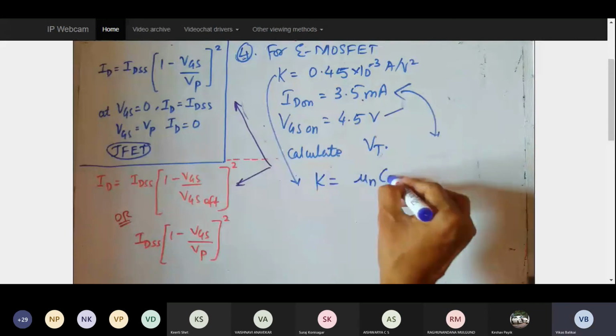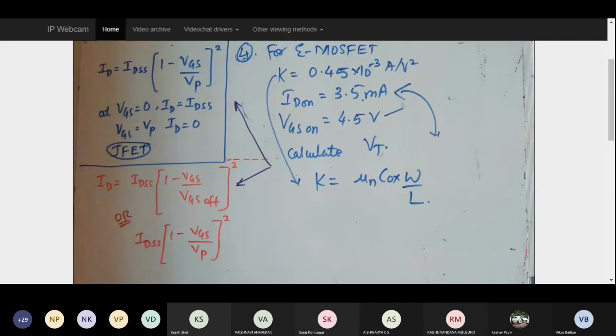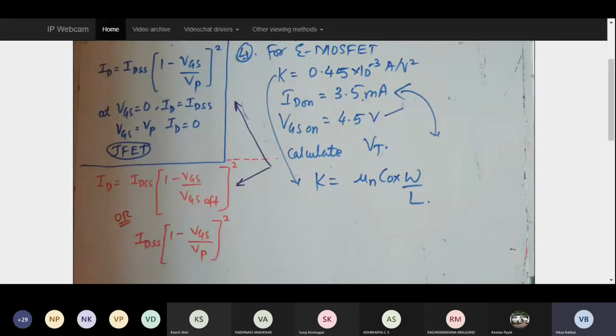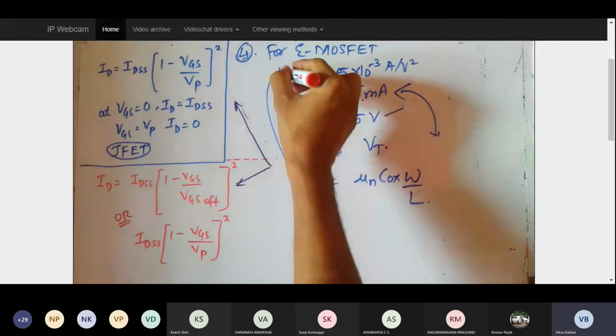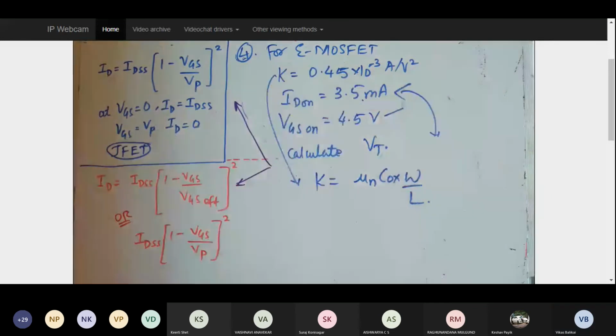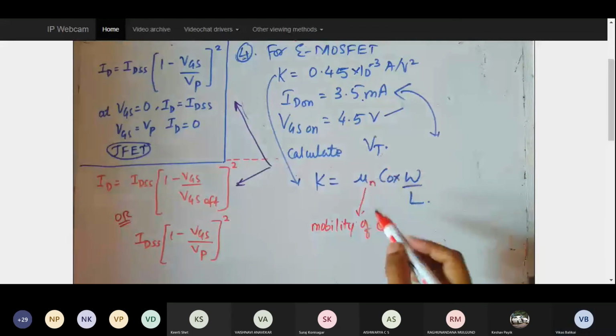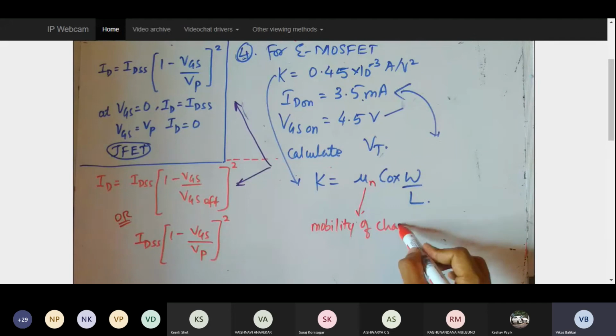And let me just give you what exactly this K term will look like. This will be the value of the K: mu n C ox W by L. Now, what is this mu n? You may ask. I'll give you a small glimpse just for understanding. This is not relevant as of now, but just out of curiosity, if someone is interested in identifying the K term. This is the mobility. If I'm using NMOS, it will be mu n. If I'm using PMOS, it will be mu p. Mobility of charge carriers.